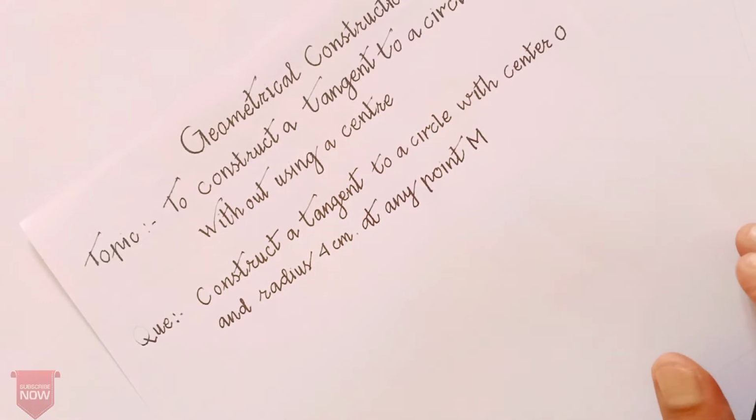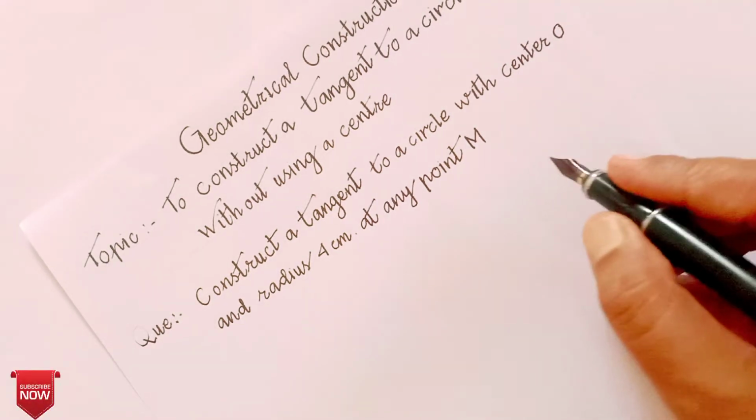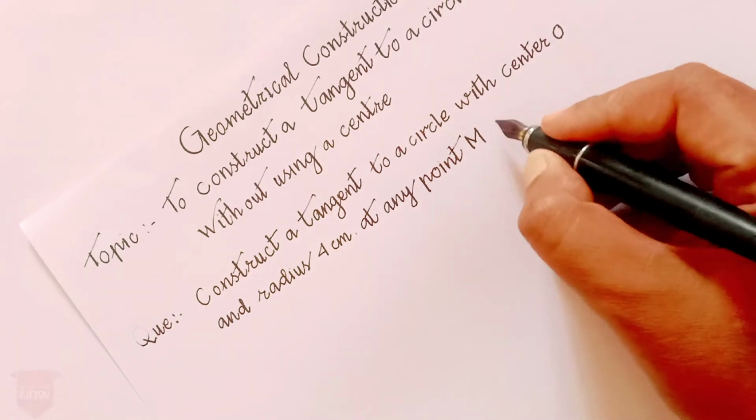Now in this question we have to construct a tangent to a circle with center O and radius equal to 4 cm at any point on the circle, and this we have to construct without using the center. It is very important.